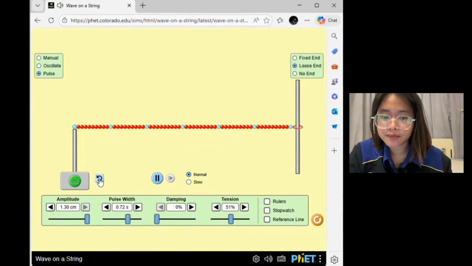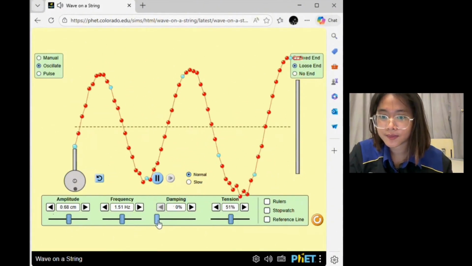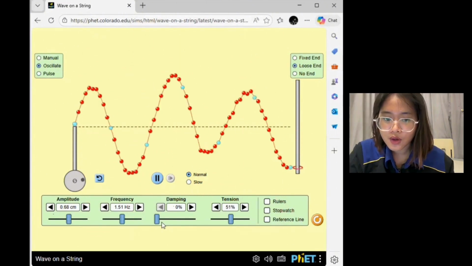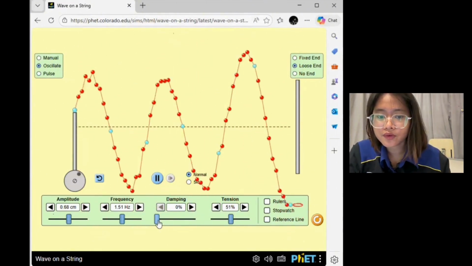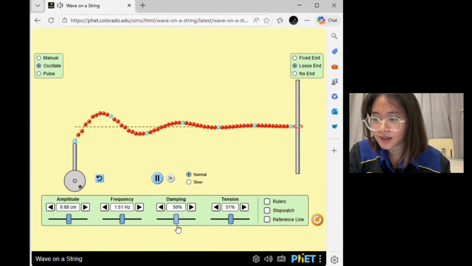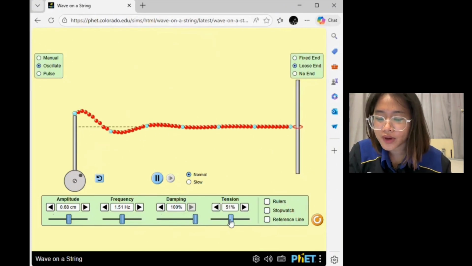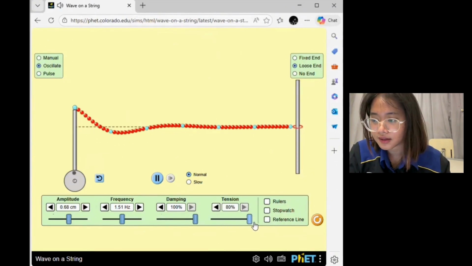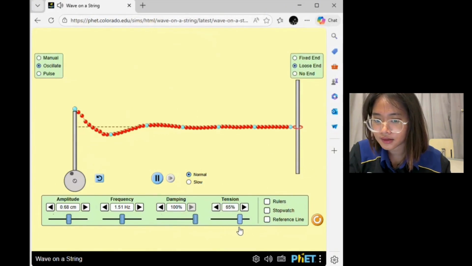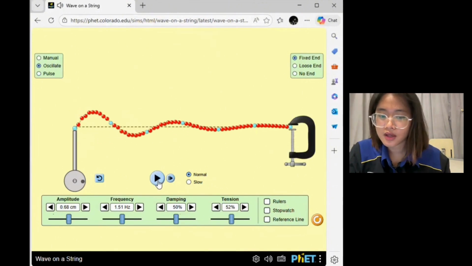We also see that the damping removes the energy like friction, and the tension directly controls the wave speed. By freezing the wave, we identify that tension is the main factor affecting the speed, while frequency determines the wavelength.